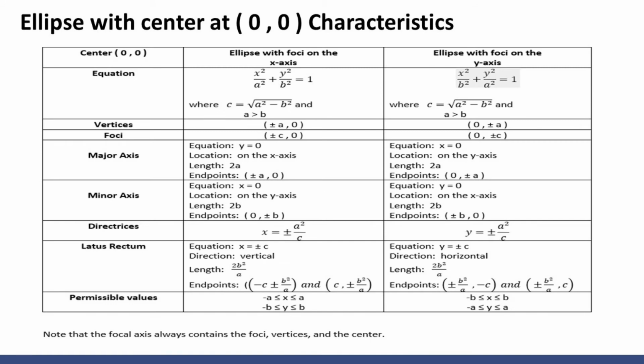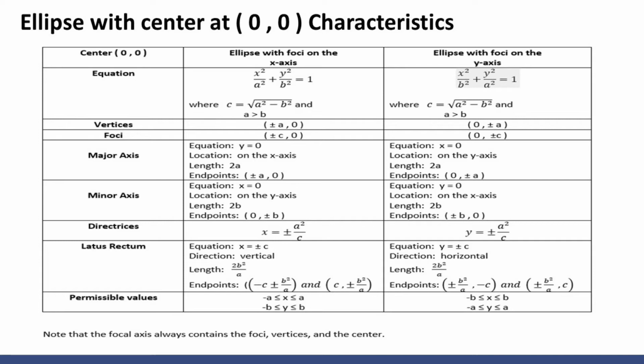And to give us the complete characteristics of an ellipse with center at origin (0, 0), tingnan natin itong table na to, na kung saan there's a given ellipse with foci on the x-axis and a given ellipse with foci on the y-axis. As you can see, dalawang equations ang ibinigay. One is x squared over a squared plus y squared over b squared equals 1, while the other is x squared over b squared plus y squared over a squared equals 1.